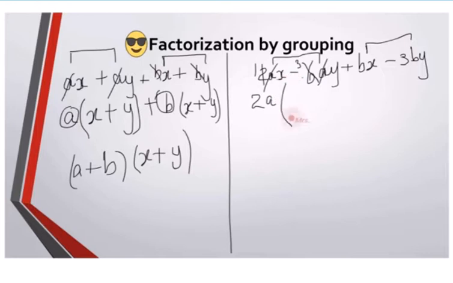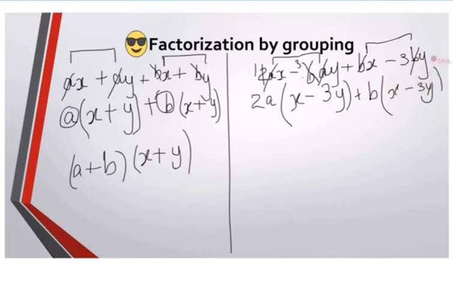Do we have any more common terms? No. So we're going to put the remaining terms in brackets. So we have x minus 3y goes into bracket. After we are finished doing this, we are going to factorize the other pair. What are the common terms? B. We're going to factorize the b and put it on the outside. What are our remaining terms? X minus 3y.